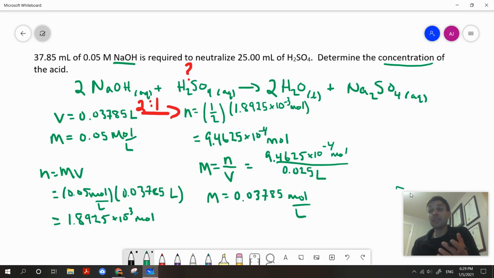So as you can see, in an acid-base neutralization problem, one way we can solve it is just by treating it like any other stoichiometry problem. Convert our measurements to moles, use the balanced chemical equation to move from one substance to another, and then convert back to a measurement, whatever the question's asking for.